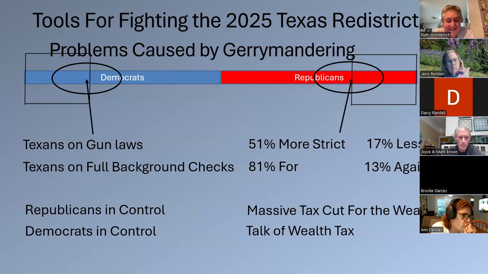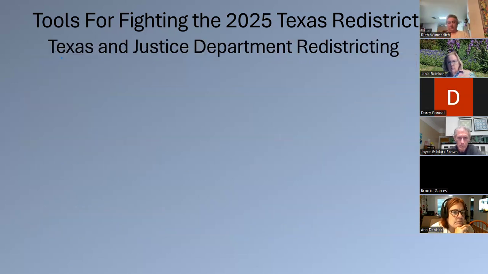This is the sort of point I think we can make to the Republicans, because it affects them too. They're thinking short term: I have control now. They don't think long term. So let's go on to the current case of the Justice Department and redistricting.